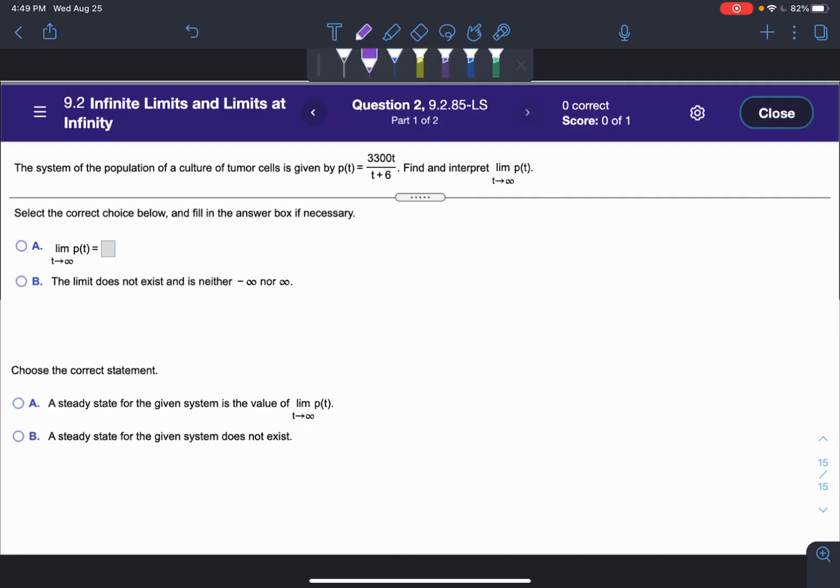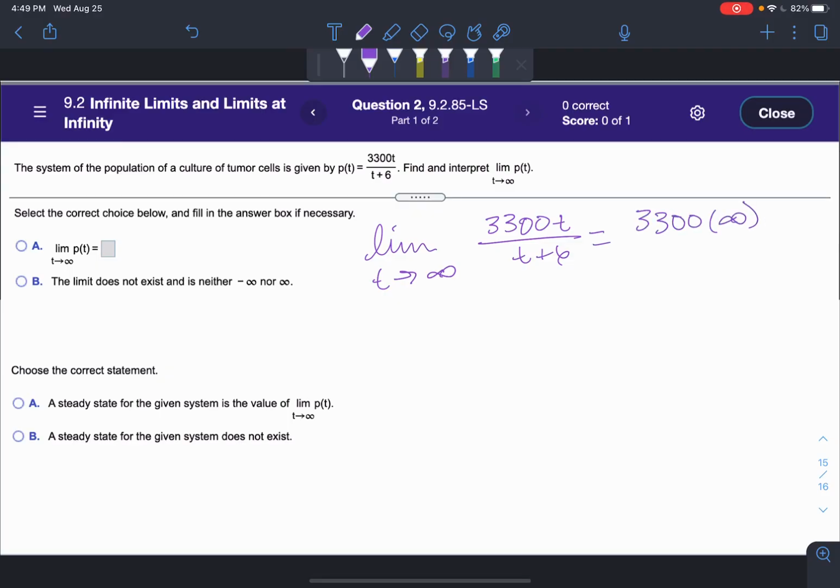So if we do the limit as t goes to infinity of 3300t over t plus 6. Think back to a few questions ago, when we were talking about leading terms. I can plug in infinity if you want. It might be easier to tell which grows faster, but might not be, right? So which one grows faster, we don't know. But if we only considered the leading terms, it might be easier to tell.